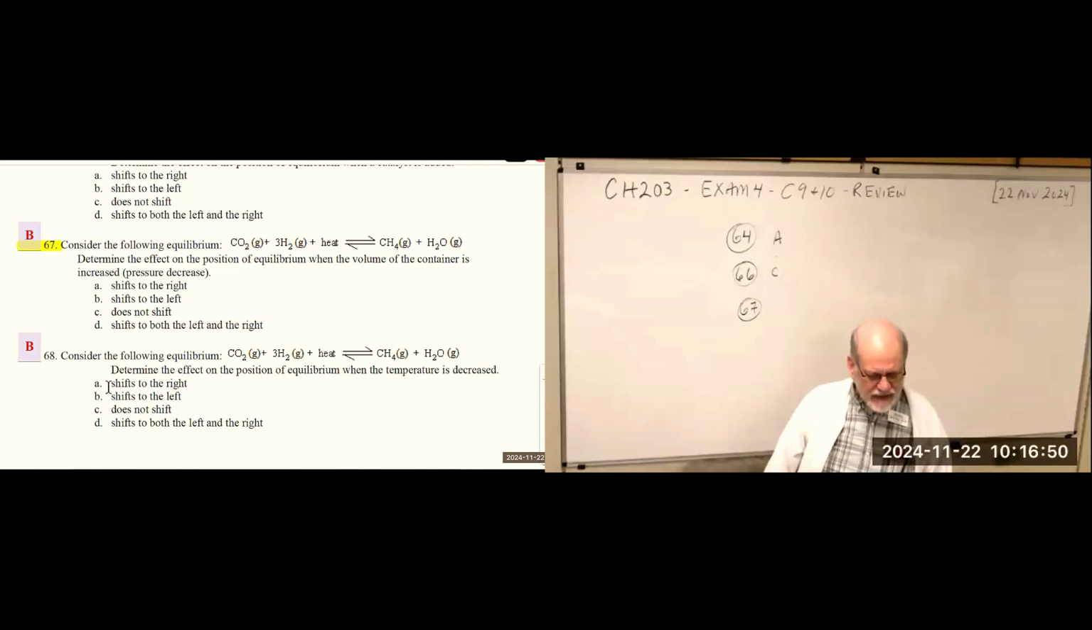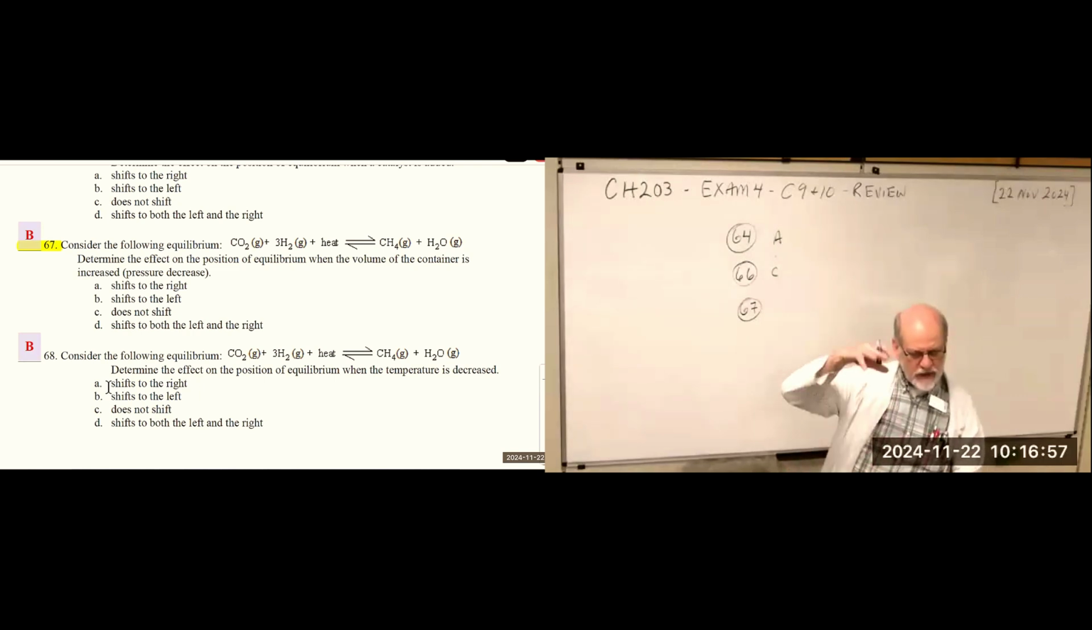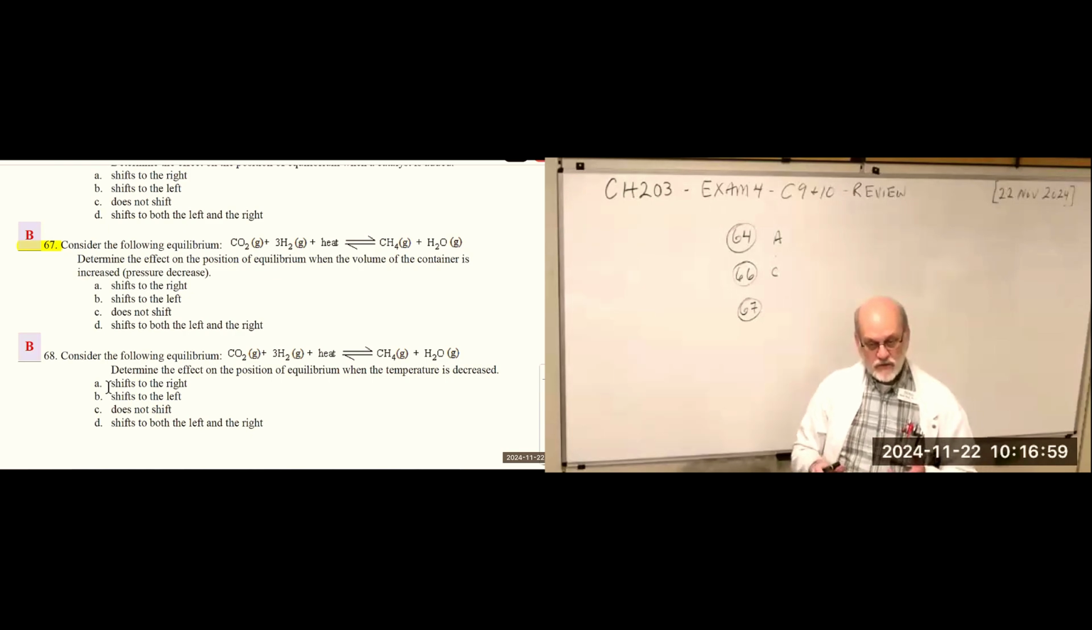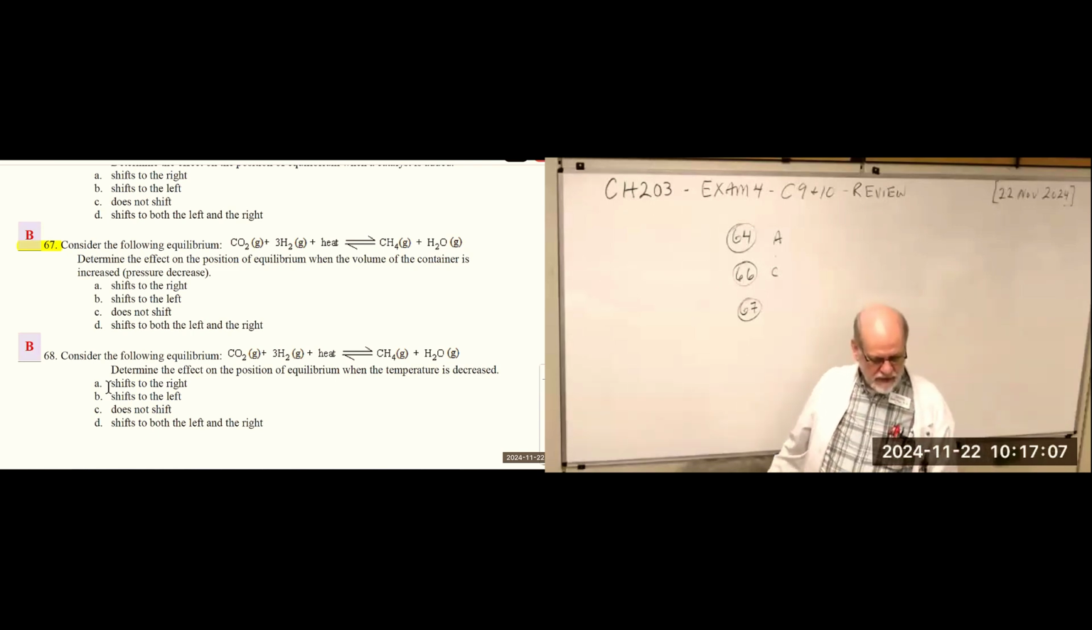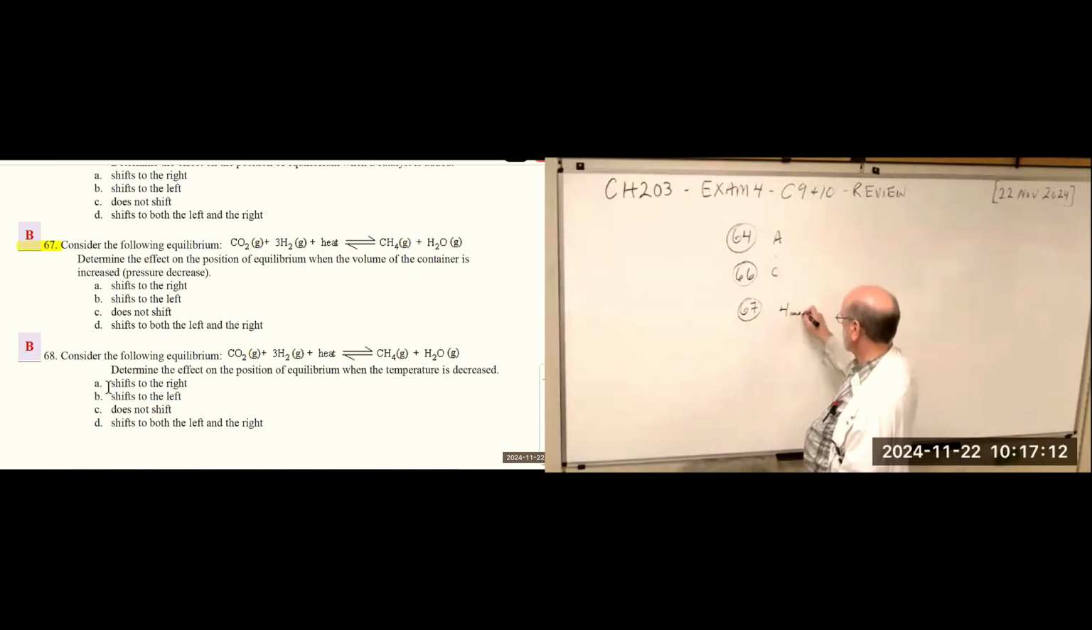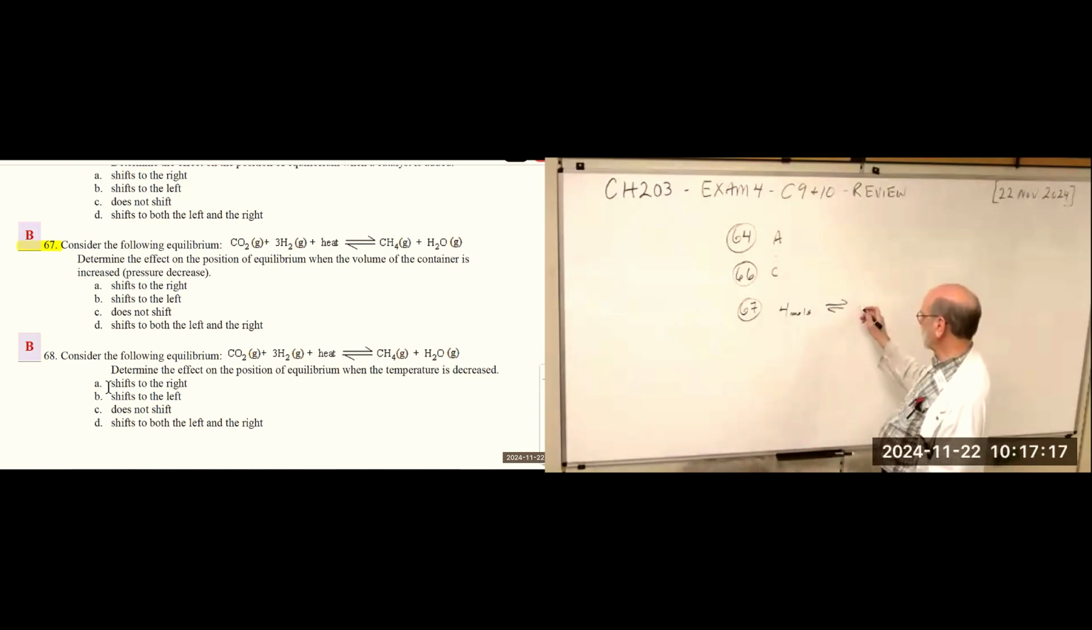Volume of the container is increased, pressure is decreased. So what does that mean? If we decrease the pressure or increase the volume, the system is going to try to make more gas to fill the space. As you create more space, it's going to want to fill that space. So we have 4 moles on the left in equilibrium with 2 moles on the right. So if we increase the volume, it's going to move to the left.